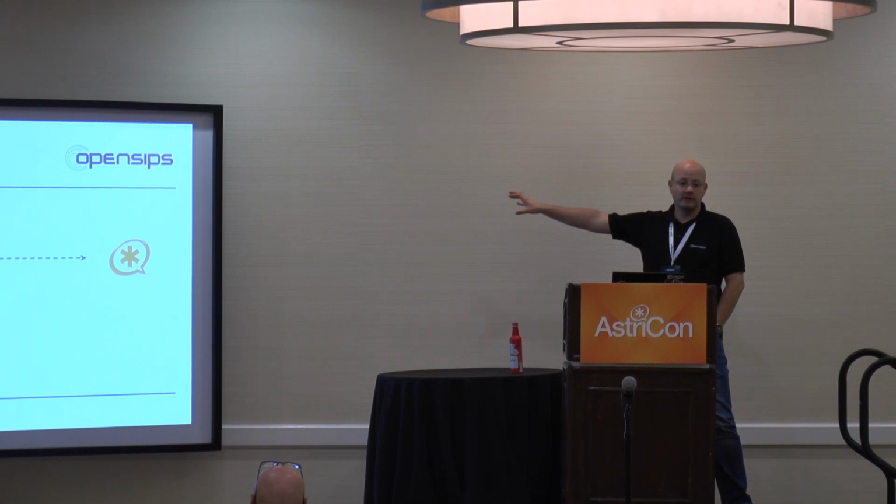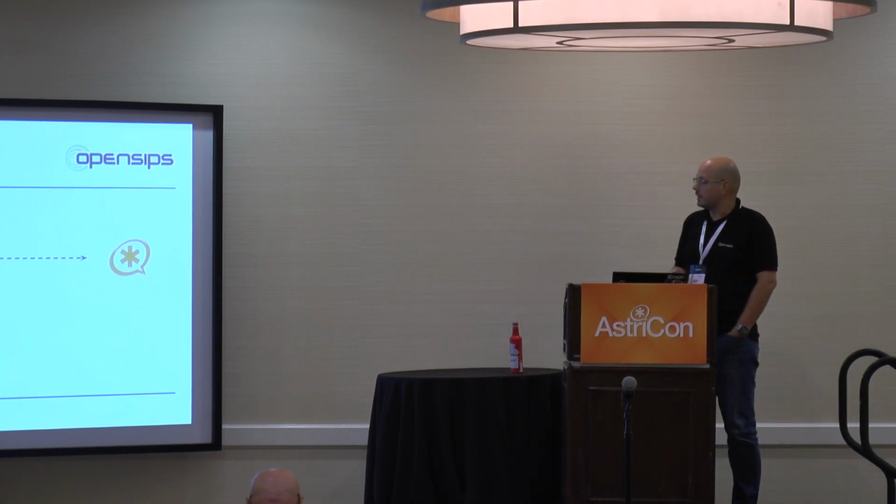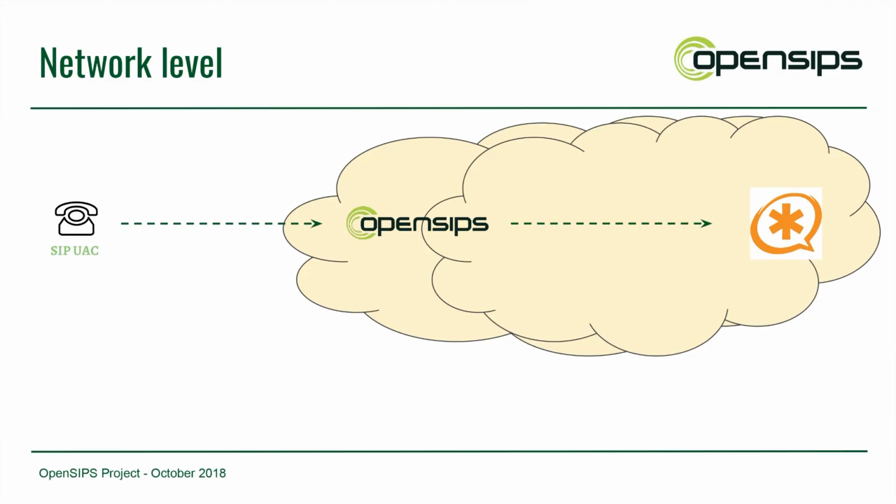Again, in this very first step, we still have a single Asterisk box, so we are not talking about balancing. That would be step number 2. So again, network level, where OpenSIPS can help you is especially in dealing with different kinds of network topology.